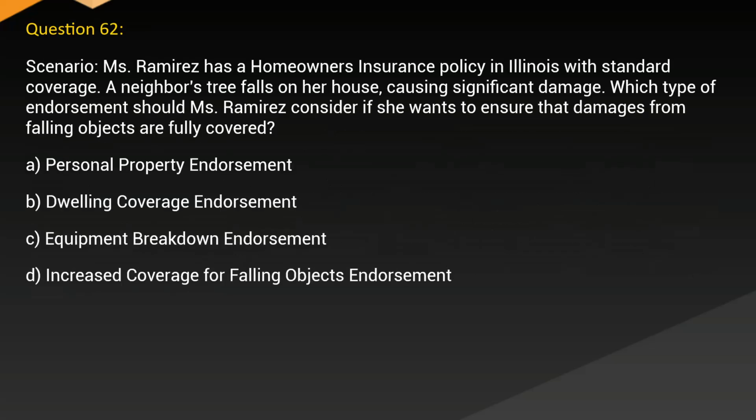Question 62. Scenario. Ms. Ramirez has a homeowner's insurance policy in Illinois with standard coverage. A neighbor's tree falls on her house, causing significant damage. Which type of endorsement should Ms. Ramirez consider if she wants to ensure that damages from falling objects are fully covered? A. Personal property endorsement. B. Dwelling coverage endorsement. C. Equipment breakdown endorsement. D. Increased coverage for falling objects endorsement.